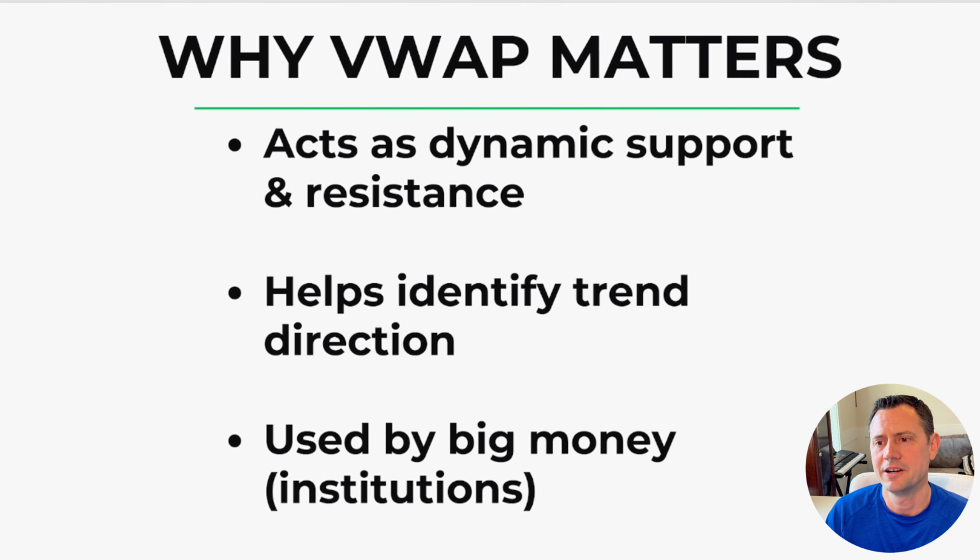So why does VWAP matter? Because it acts as dynamic support and resistance. Just like support and resistance, it can act as support and resistance as well, okay? It's going to help identify trend direction. And it's used by big money institutions, like we just covered, right?